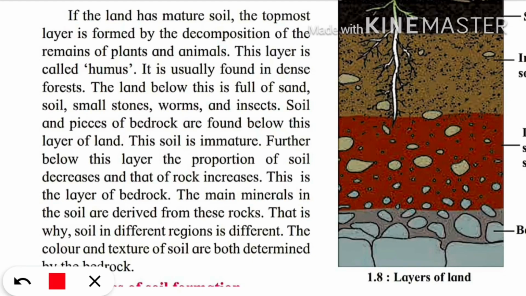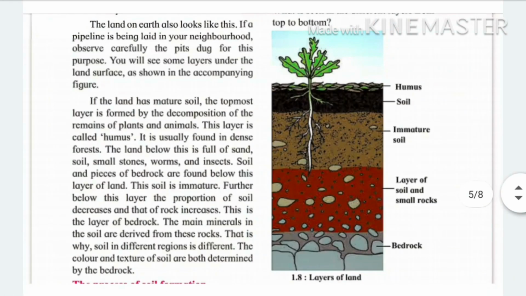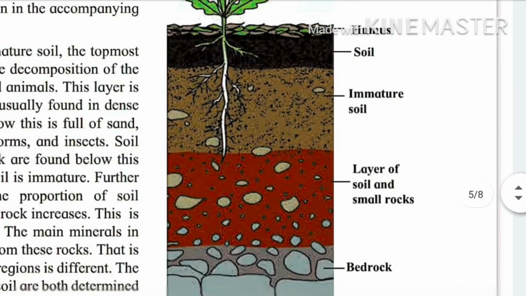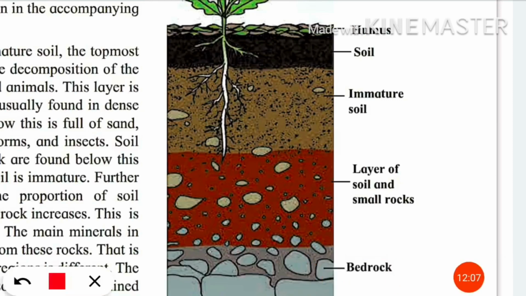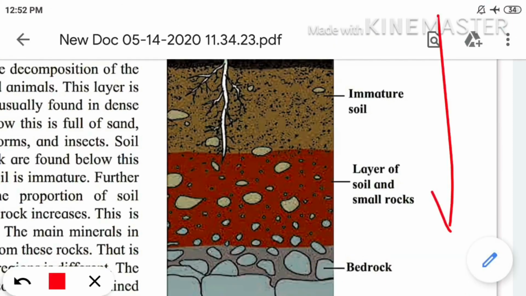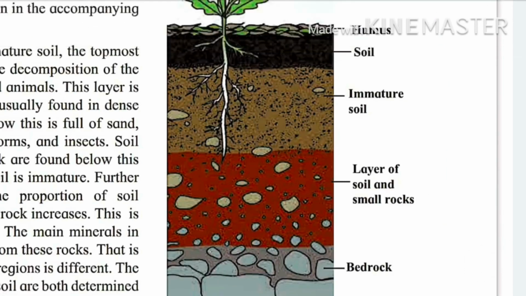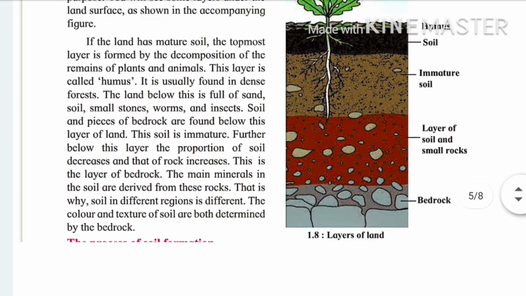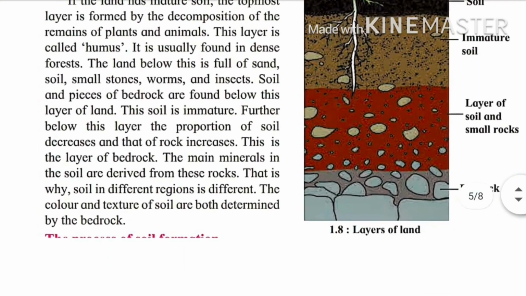After the humus, we can see land is full of sand, small stones, worms and insects. Then after that some bedrocks are there. Humus is the topmost layer because it is formed by the decomposition of plants and animals, as we saw firstly. The second layer is soil, and in this layer we can see small stones, worms and insects.